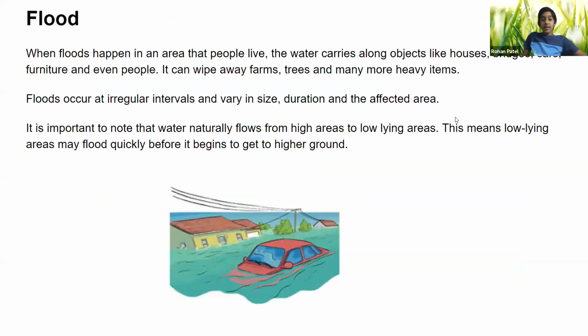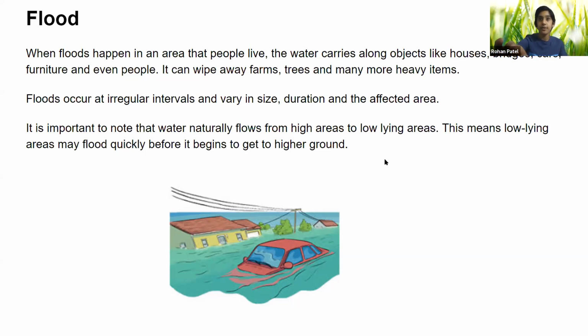When a flood happens in an area that people live in, the water carries along objects like houses, bridges, cars, furniture, and even people. It can wipe away farms, trees, and many more heavy items. Floods occur at irregular intervals and vary in size, duration, and the affected area. It is important to note that the water naturally flows from high areas to low-lying areas. This means the low-lying areas may flood quickly before it gets to higher ground.